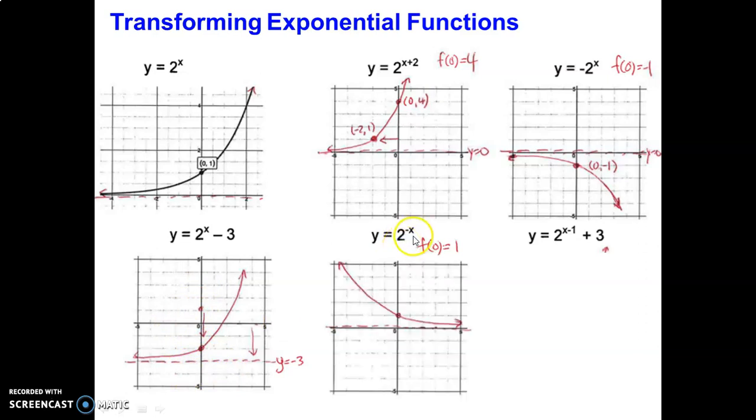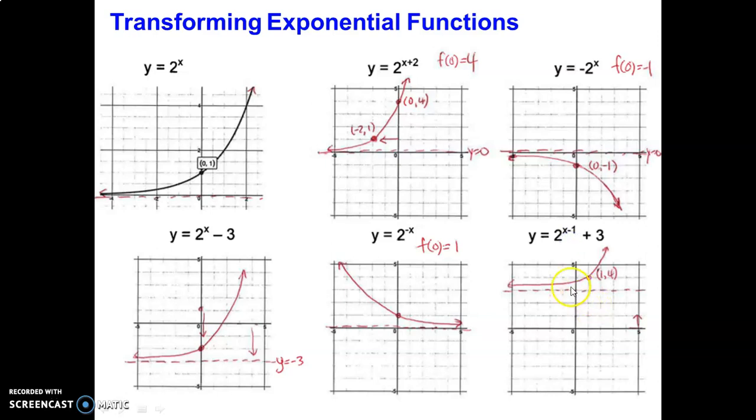Next one, what's happening here? Well, the negative is applied to the x only, so again, it's a reflection over the y-axis. Notice that this graph has flipped left-right over the y-axis, so now it's like this. And we already know that's an exponential decay function. Last one here.